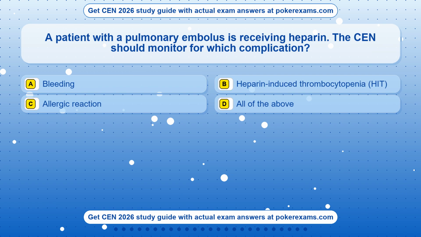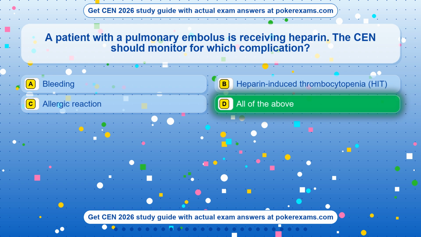Question 12. A patient with a pulmonary embolus is receiving heparin. The CEN should monitor for which complication? Option A, bleeding. Option B, heparin-induced thrombocytopenia, HIT. Option C, allergic reaction. Option D, all of the above. The correct answer is option D, all of the above.